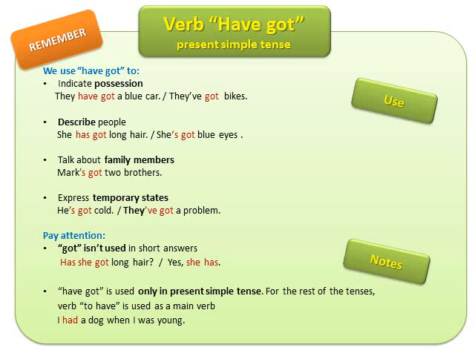We may also use it to express temporary states, like I've got a cold or I've got a problem. But you must pay attention here that have got isn't used in short answers. Take a look at the question here. Has she got long hair? When we answer using the short form, we may say yes, she has or no, she hasn't. Only yes, she has, not she has got. Okay?